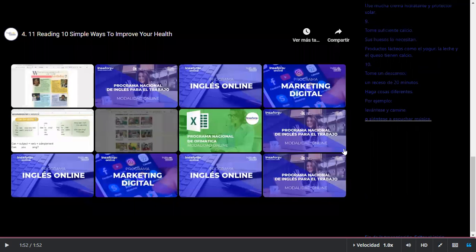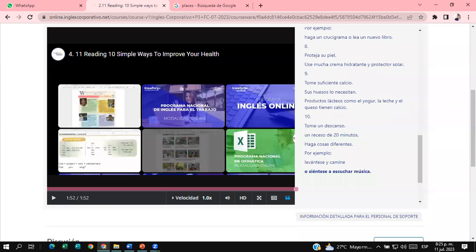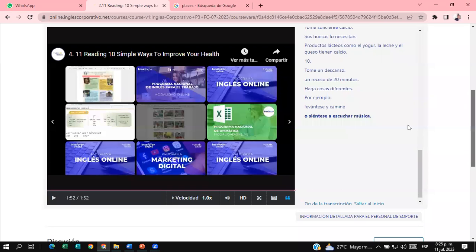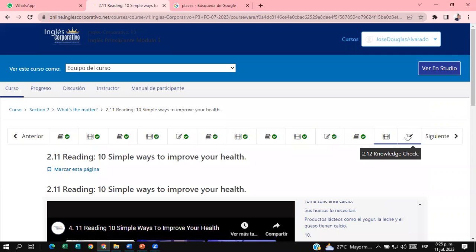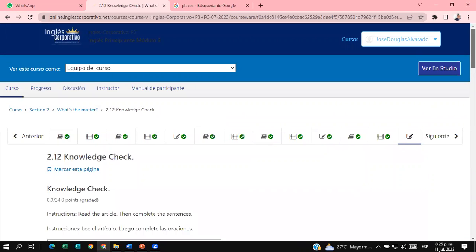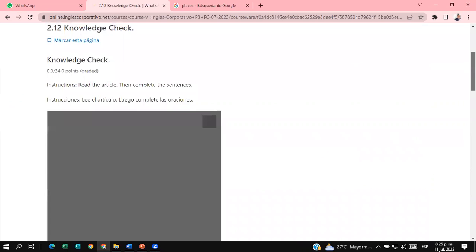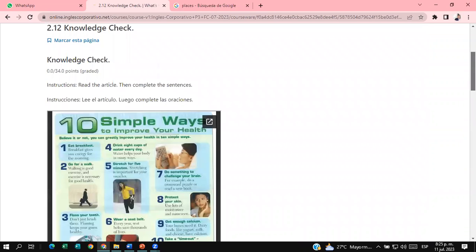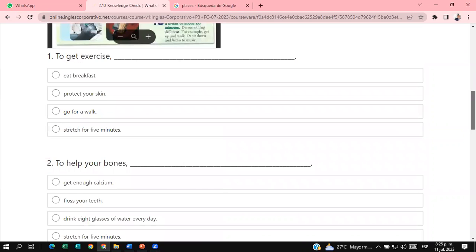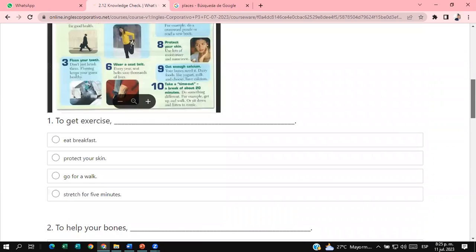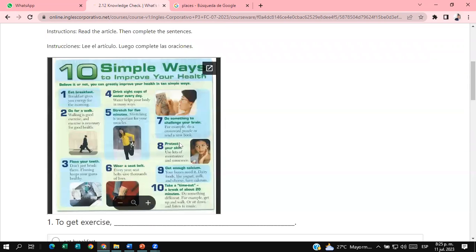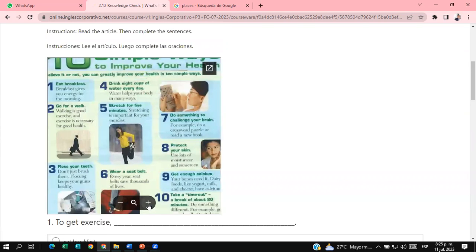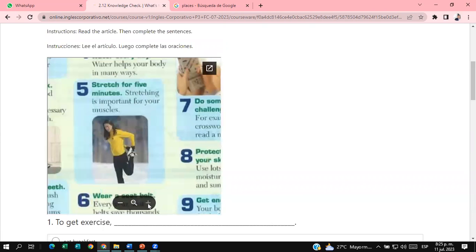Okay, let's continue. Knowledge check. It says, instructions: read the article, then complete the sentences. Okay. Gabriel, read the first article, please. Let me see if I can make it bigger.